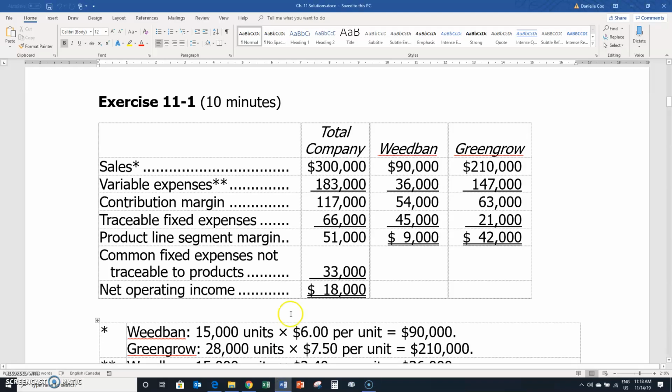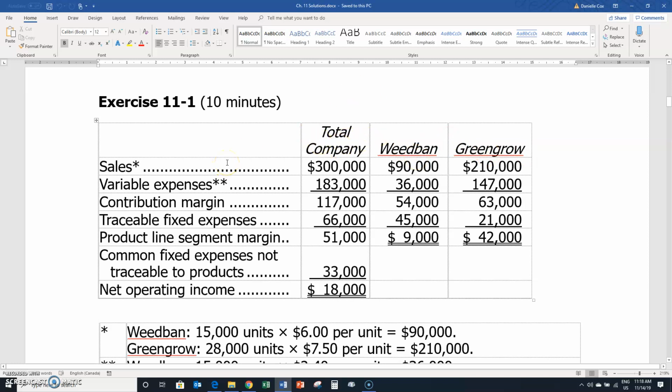So I'll just switch over here. So we always start off with our sales. So before I even put any numbers in, we know that we're going to have the 2 divisions, product lines, here Weed Ban and Green Grow, and then you're going to have your total company.